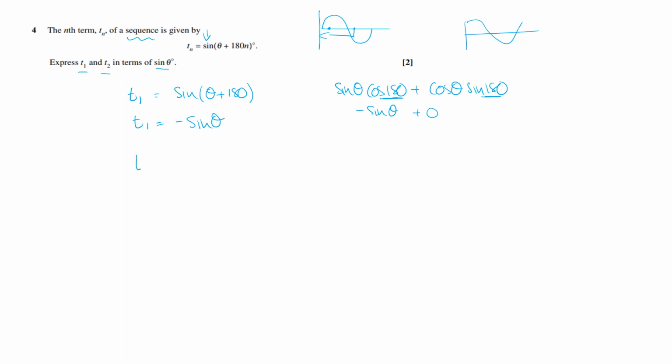Now T2 is going to be sine of theta plus 360, because when n is 2, 2 lots of 180 is 360. So if you think about sine theta, and then if you go a further 360 along another whole period, that's just going to be the same as sine theta. So you could do your addition and expand it all, but we can see on the graphs it's just going to be minus sine theta and sine theta.